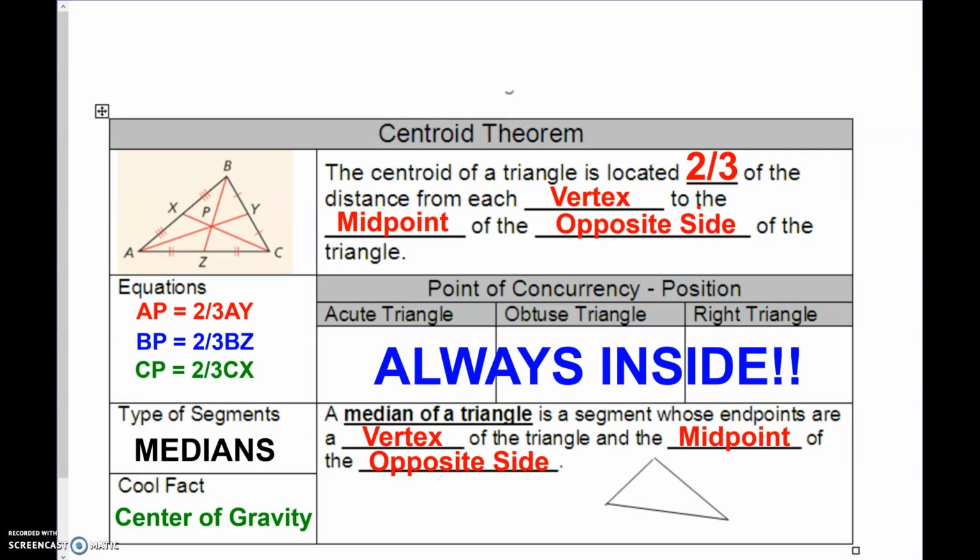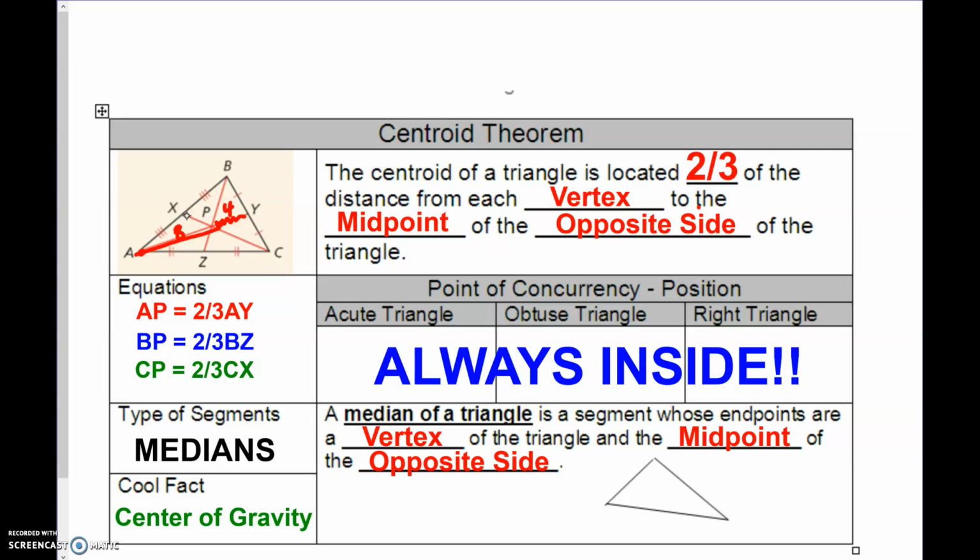So they always use the 2/3 part. The centroid is located 2/3 of the distance from the vertex to the midpoint. It's always from the vertex to the midpoint that is the bigger side, and then the shorter side is from the centroid to the midpoint. Normally you use it like this: if I tell you PY is 4, you just double it and tell me that AP is 8. If you take 4 times 3, we get 12 to be the whole thing.